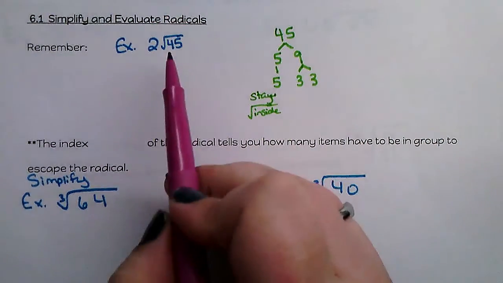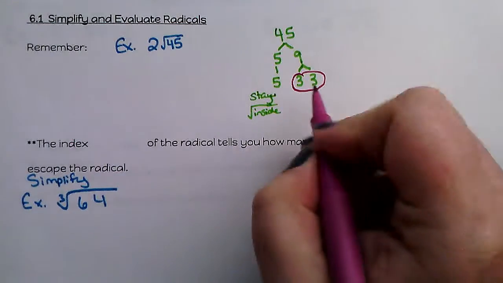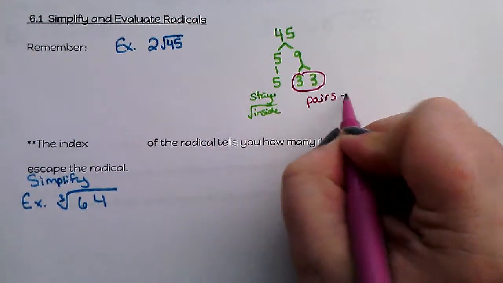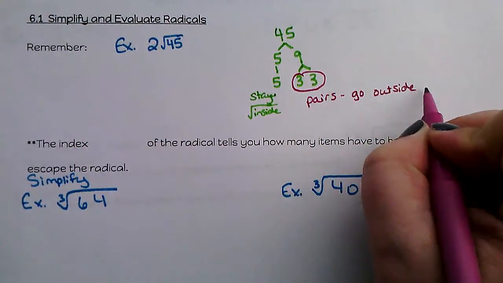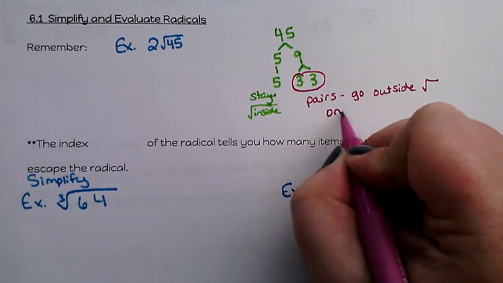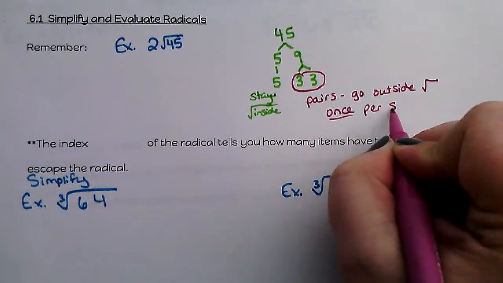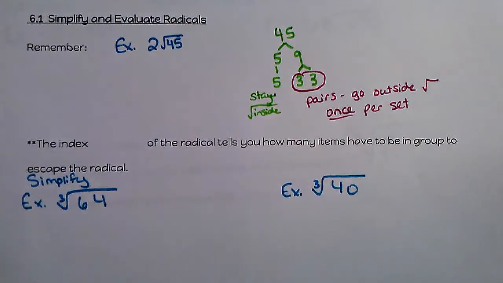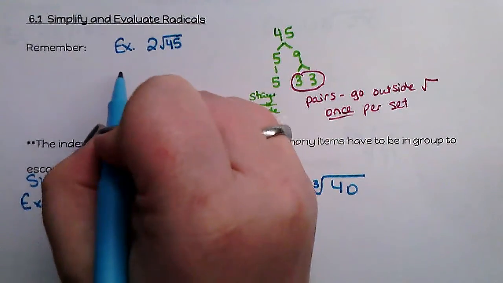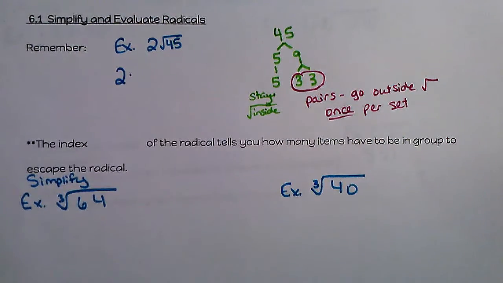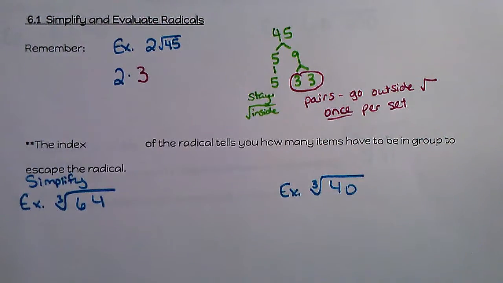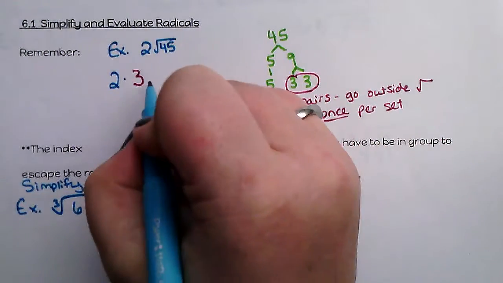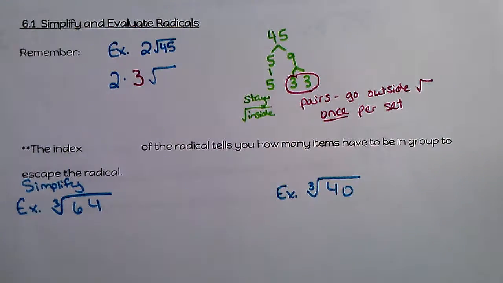This is a square root, so when we have a pair, they go outside in front of a radical once per set, because we're taking the square root of that. So what this would look like is there's a 2 on the outside, so we would bring that down. The 3 has a pair, so we write it one time. And then we have the square root sign for anything that did not have a pair. So that 5 is what goes there.